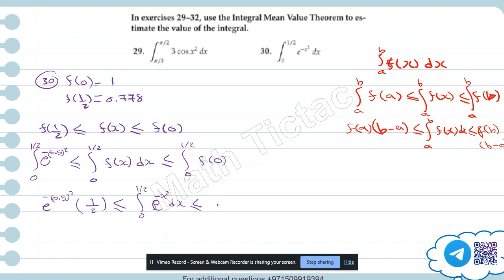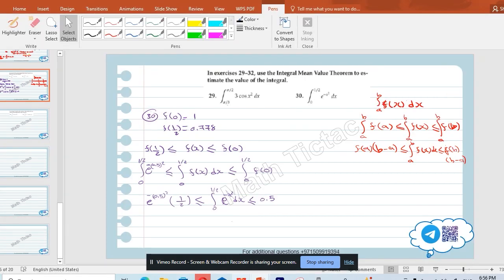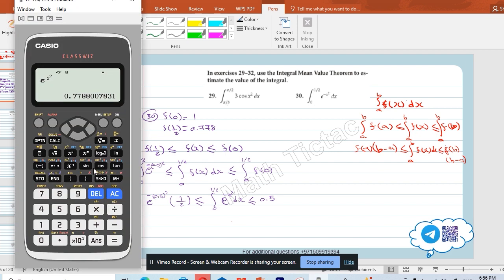So this is 0.5. Let's find the value of this expression. I will say e to the power minus 0.5 squared, which is equal to 0.778, multiplied by 0.5.